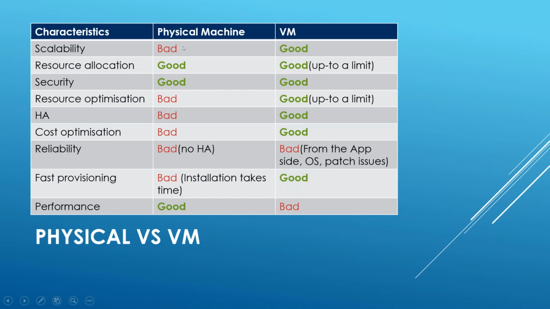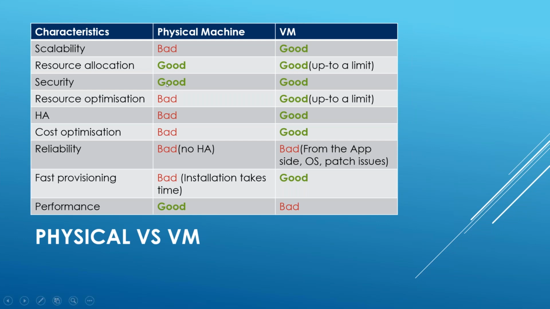Scalability is really bad in physical and very good in VM because you can easily provision new servers. Resource allocation is good in physical because you have a lot of resources: CPU, hard disk, and whenever you are running one application, you always choose the maximum, and it may use 30 to 40% only. In VM, up to a limit it is good. For example, you provision a VM for 4 GB RAM and 80 GB hard disk, and suddenly if your application started consuming more memory, then you cannot allocate the resources. So up to a certain limit this is good.